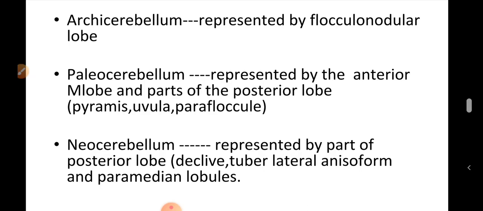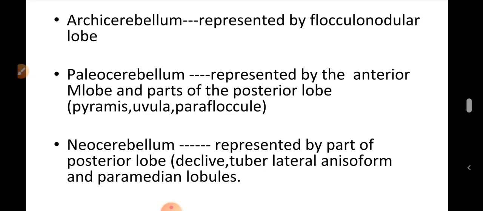The second is paleocerebellum. Phylogenetically, it is the next part to appear. So, first one is archiocerebellum, that is the flocculonodular lobe, and second is paleocerebellum. It includes the entire anterior lobe except the lingula and the following parts of the posterior lobe, that is pyramis, uvula and paraflocculus. So, these are the parts of paleocerebellum.